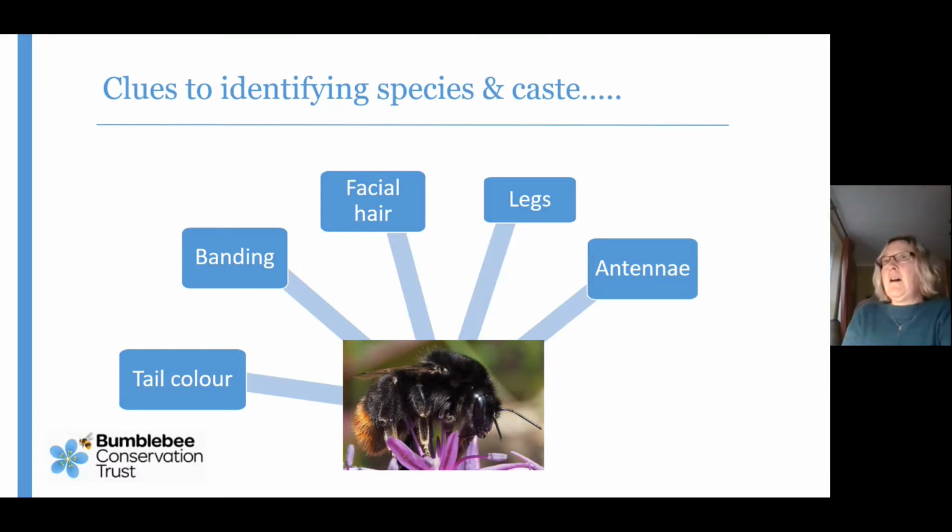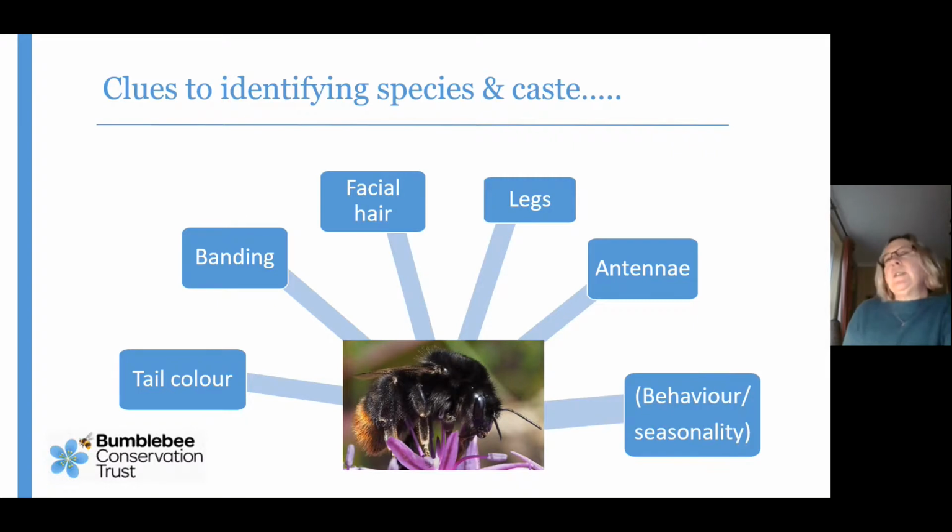How long the antennae are. In the males, they're longer, as I've already mentioned. And we can also use clues to help us, such as the behaviour they're showing. For example, is it showing nest searching behaviour? Could it be a queen? And seasonality. When in the year are you seeing it? Because if it's really early in March or April, it's very unlikely to be a male, or very unlikely to be a late emerging species. So we use a whole suite of clues to help inform our understanding of identification.